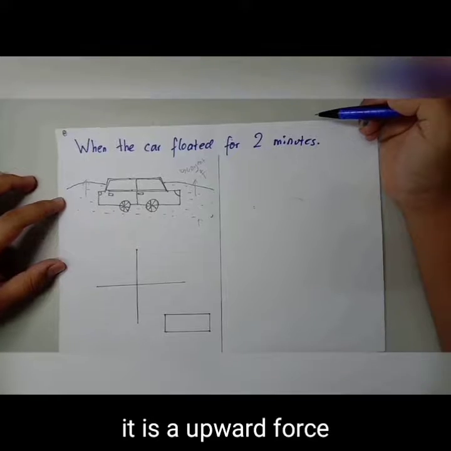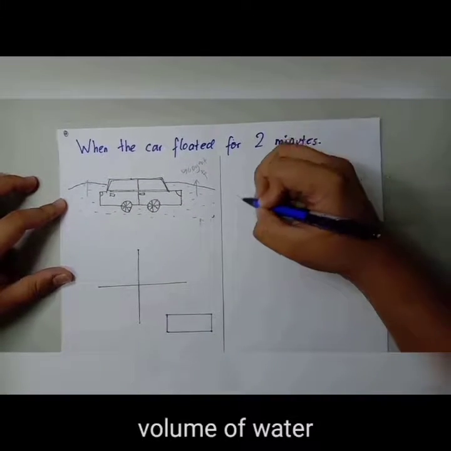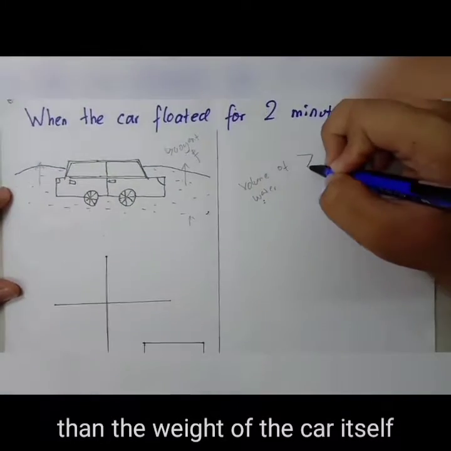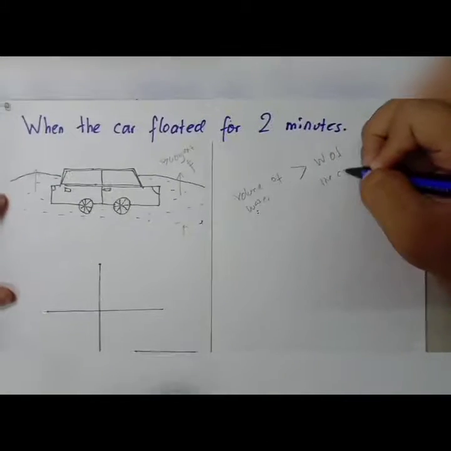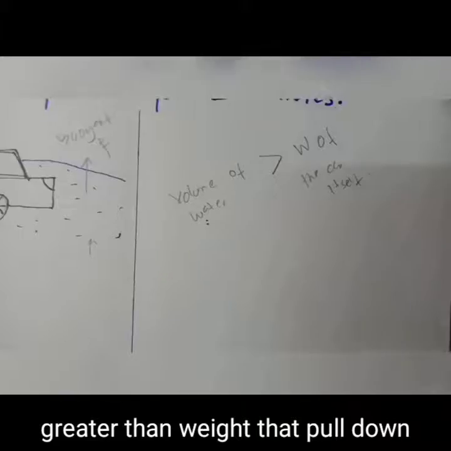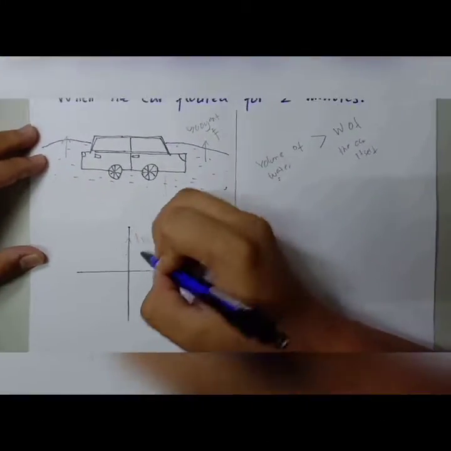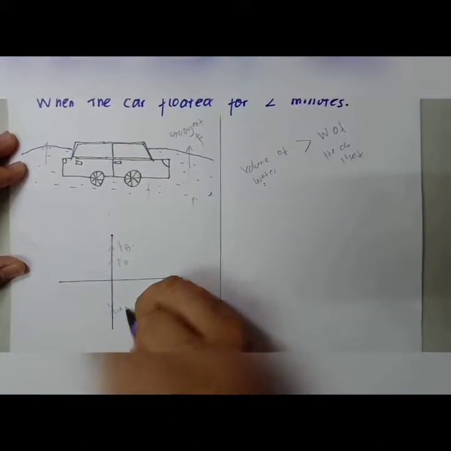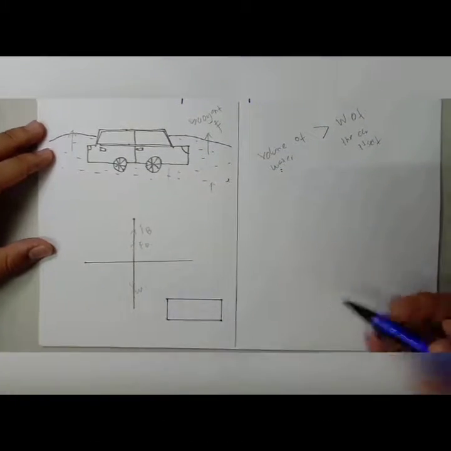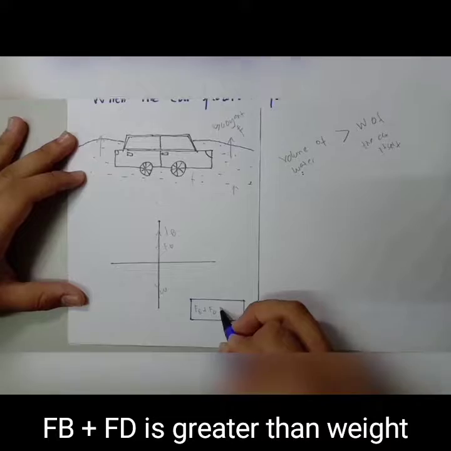That is an upward force. For this case, the weight of water displaced by the car was greater than the weight of the car itself. So the buoyant force is greater than the force of gravity that's pulling it down. In the FBD, there is a buoyant force, a drag force and the weight force. Since the water displaced by the car was greater than the weight itself, we can conclude that FB plus FD is greater than weight.